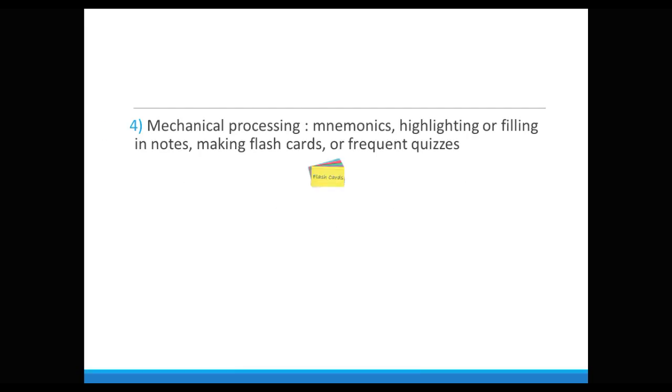Number 4 is mechanical processing. So this can take the form of students creating and learning mnemonics, which of course are for memory, highlighting notes with guidance from the instructor, filling in notes after class, changing notes into flashcards, or also just frequent quizzes, which can lead to faster learning and retention. So all of these are having students mechanically process the information, write it down, see it and then write it, or see it written and then write it down, or hear it and then write it down, or take what they've already written and write it in a different way.